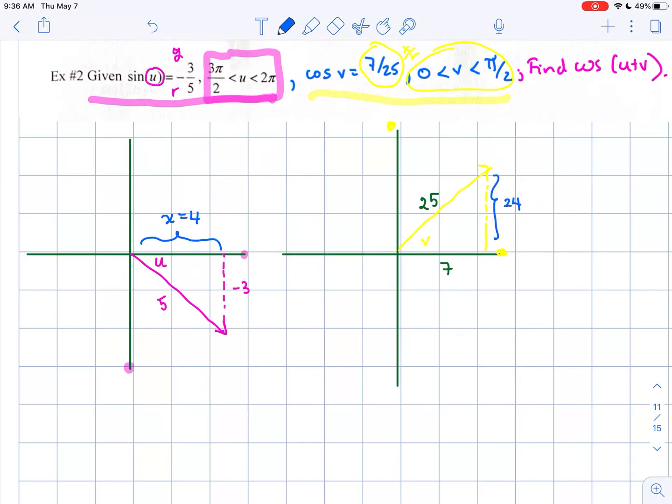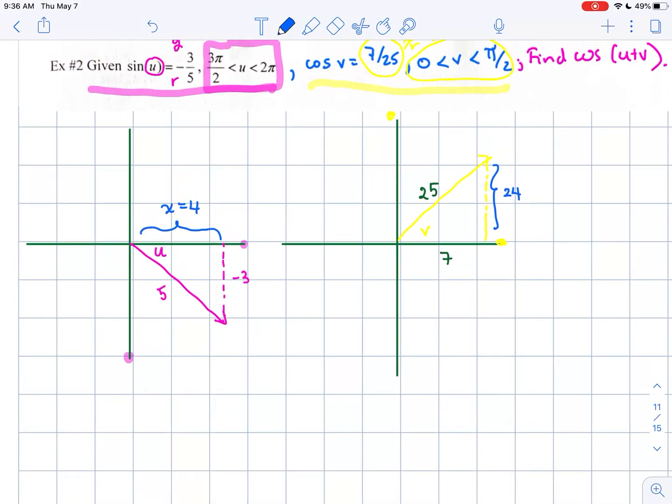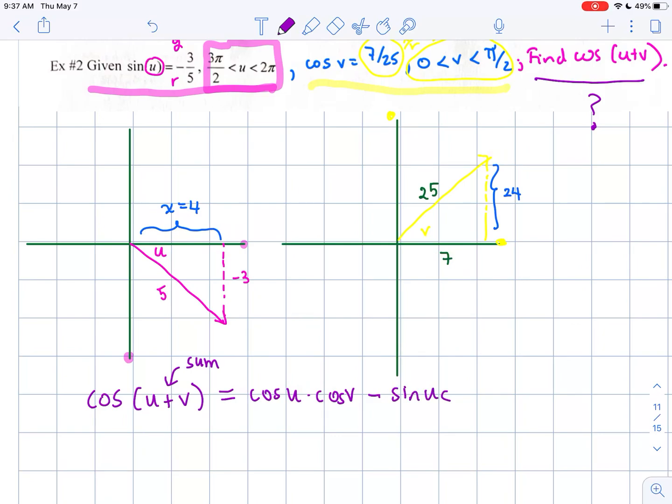And now with all of that information, I'm going to answer the actual question itself. So I'll switch colors here and call this the question we're going to answer. Okay, so find cosine of u plus v. So we recognize that it's a sum from the fact that you have a plus sign there. So we're going to use the sum formula for cosine. If you look back at it, that is cosine of u times cosine of v, opposite signs, minus sine of u, sine of v.